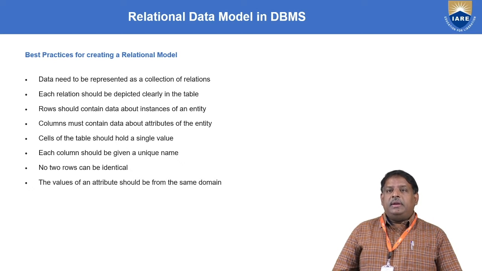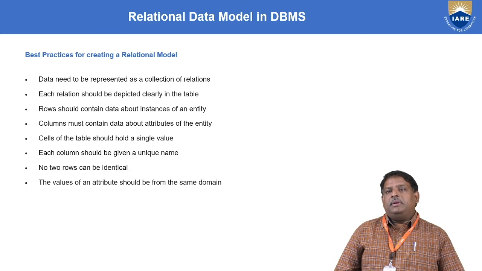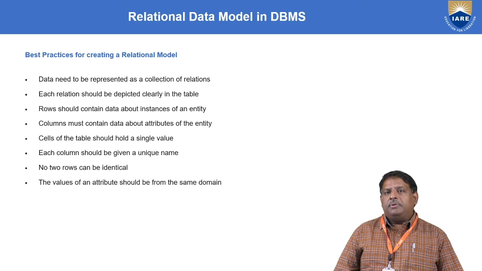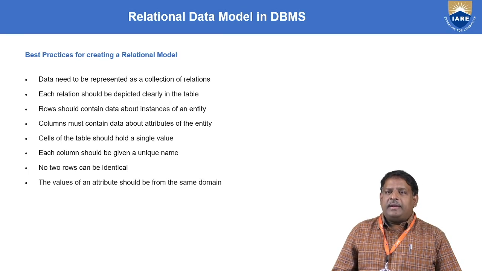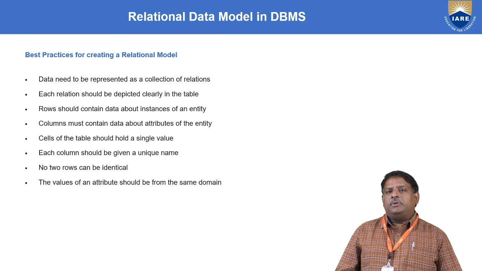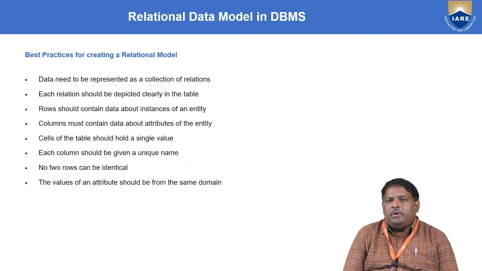Columns must contain data about the attributes of the entity. For example, customer is an entity. It has three attributes: customer ID, name, and email. The columns will contain the attributes, whereas the actual data for these customers, Apple, active, inactive, all are the rows. The cell of the table should hold a single value.